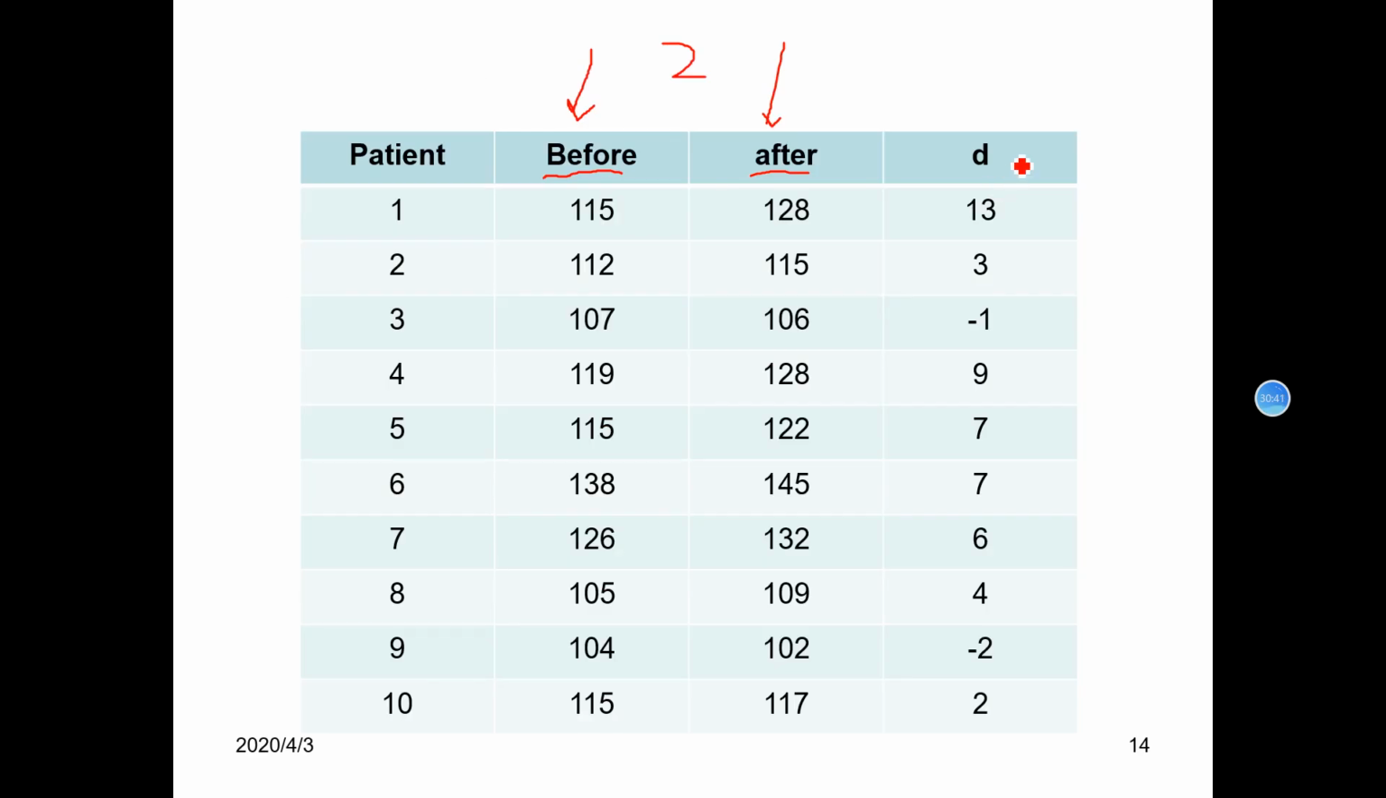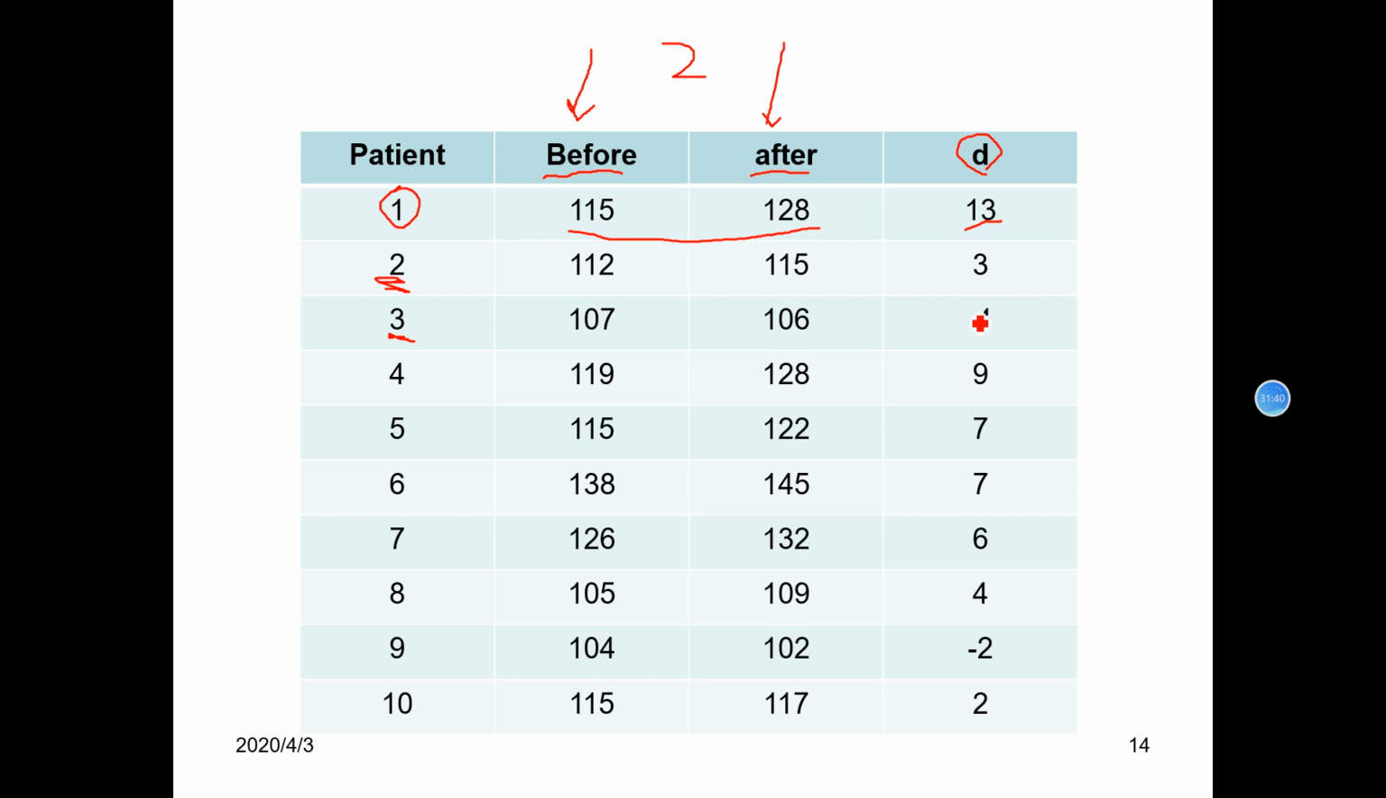Okay, so how can we solve the question? You need to do some calculation with the data of before and after. That is the difference. You need to calculate the difference between before and after, for example, after minus before. So for patient 1, this pair of numbers will use 128 minus 115, and we get the difference 13. And for the second person, the same thing. After minus before, we get 3. And for the third person, the same thing. After minus before, and we get a negative number, negative 1.